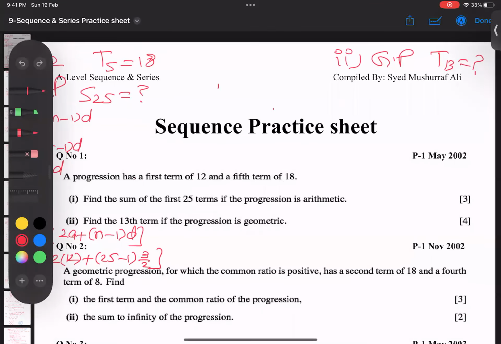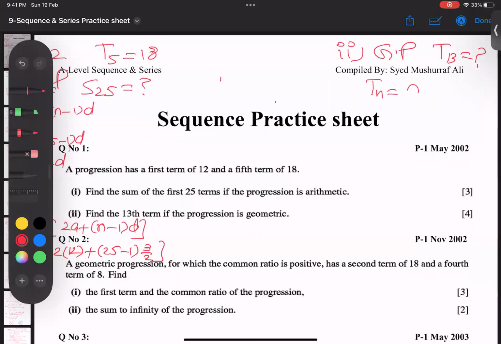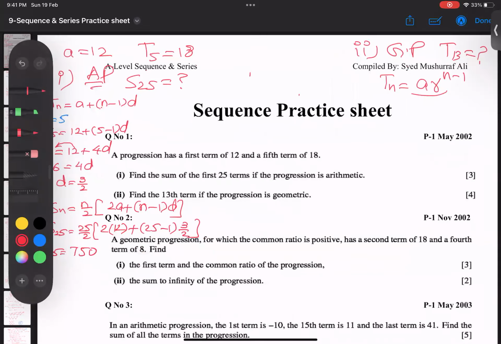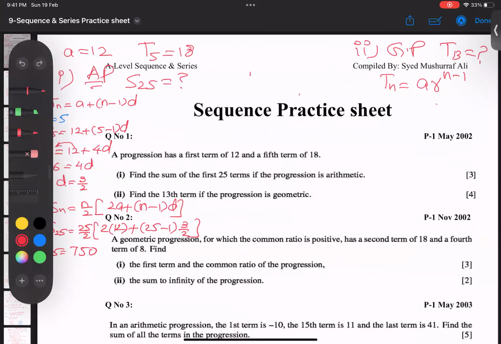Bismillah ar-Rahman ar-Rahim. The formula is Tn equals a r to the power n minus 1. I said before, whenever you don't know what to do, look at what is given and start the question from there. I can see that T5, it means I will plug in every n by 5. When I plug in 5 on both sides, I get T5 equals, and a is the first term, which we know is 12. And r I don't know. 5 goes here, 5 minus 1.